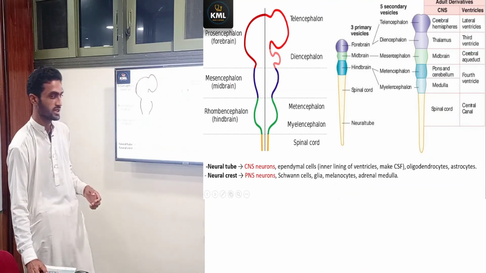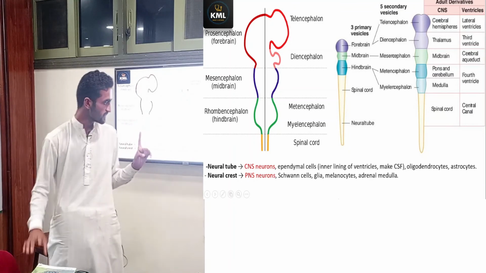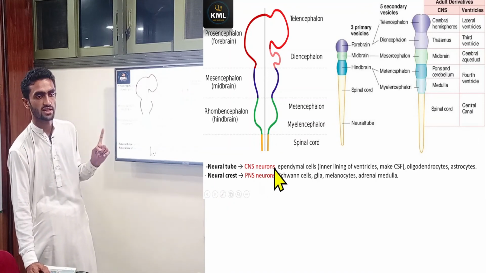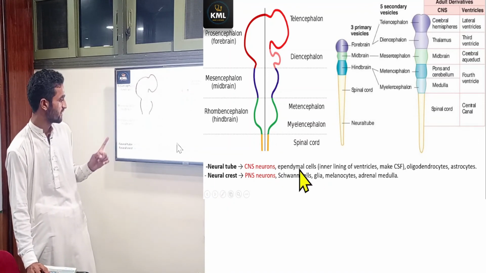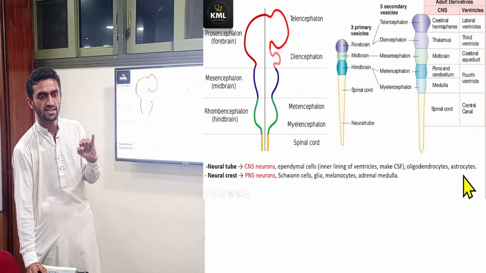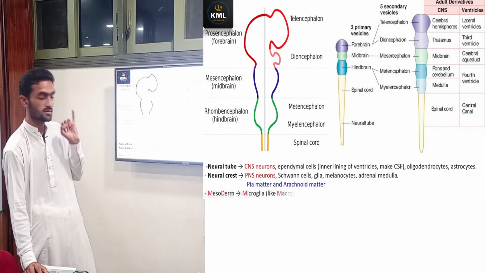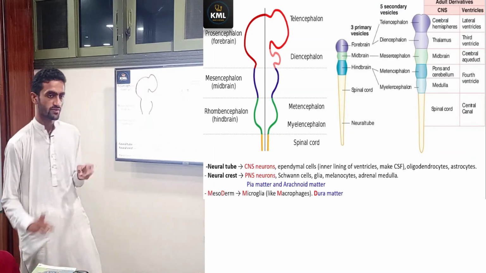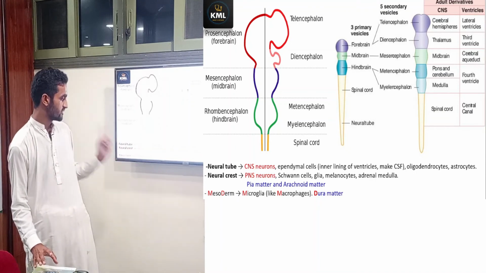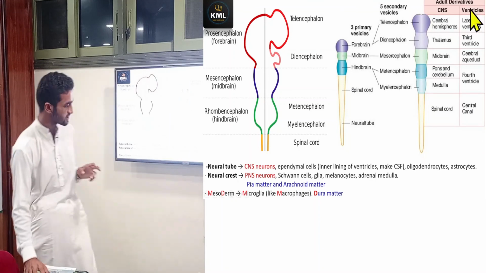And the last part: two things are missing here. One is the glial cells of your neural tube, the CNS. Four are mentioned here: ependymal cells, oligodendrocytes, astrocytes. One is missing, that is microglia. They take origin from the mesoderm. And out of the three meningeal layers, the pia mater and arachnoid take origin from the neural crest, while the mesoderm gives rise to the dura mater.